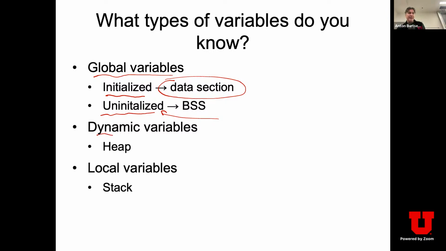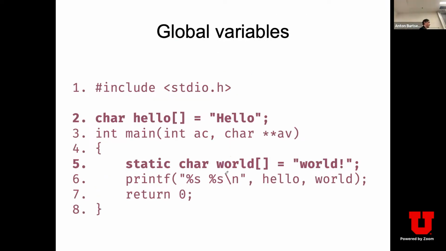Dynamic variables, as we said, new and free, they live on a heap, and local variables live on a stack. So it's a little involved, right? Because I keep throwing those ideas that there is some data section, there is a heap, and there is a stack. So let me quickly explain. But again, I will not be super specific today, but we'll come back to it. Okay, global variables.